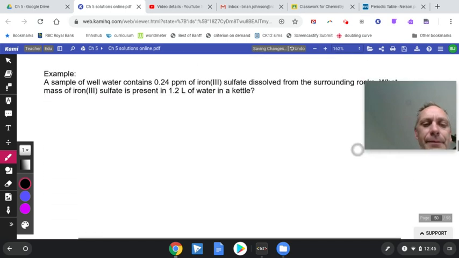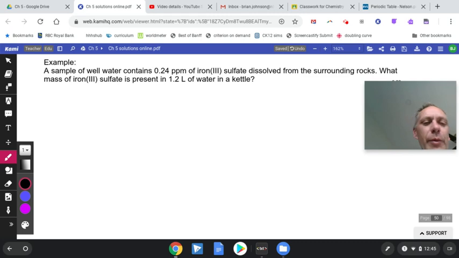Okay, moving on. Got about 7 more minutes, I bet, to get these done. A sample of well water contains 0.24 parts per million. And I'm looking ahead and I'm seeing liters here, so I know it's going to be milligrams per liter. Iron 3 sulfate. So I'm just going to throw in right now the formula for iron 3 sulfate. So that's 3 plus and SO4 is a 2 minus. So I will need 2 of those for every 3 of those to balance it.